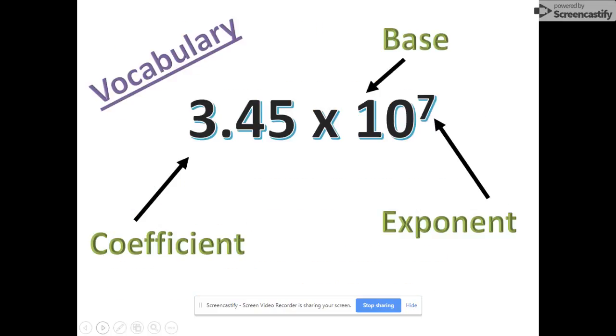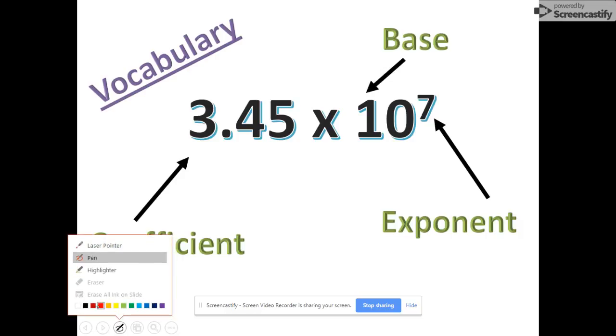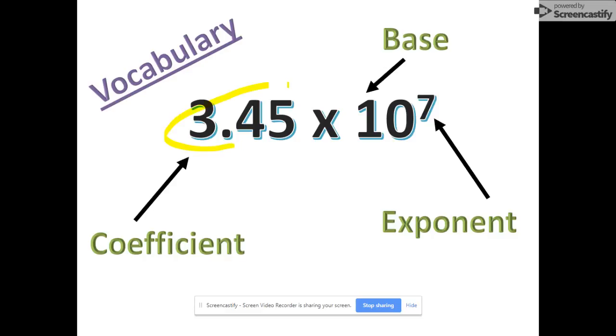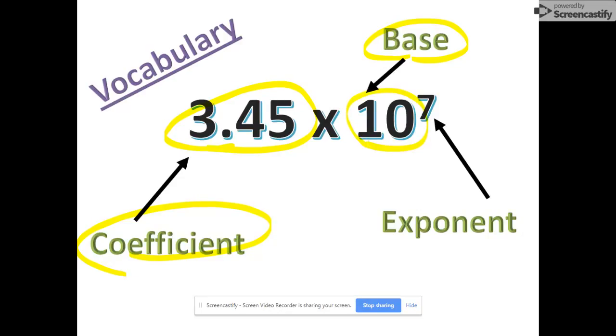Today's vocabulary consists of 3 words. First, we have our coefficient, which in this case is 3 45/100ths, times a base of 10 and an exponent of 7. So when we look at numbers in scientific notation, we have 3 pieces: a coefficient, a base of 10, and an exponent of any number.